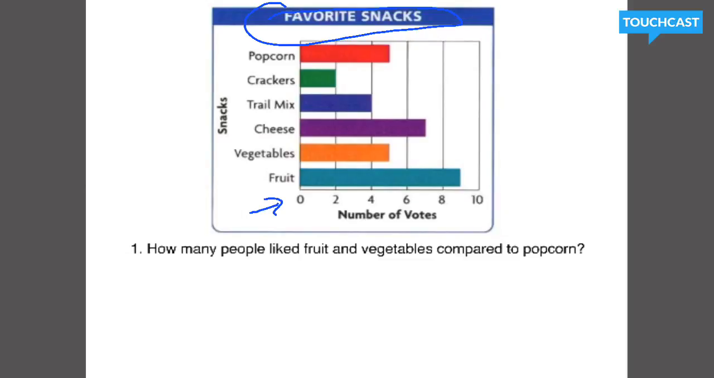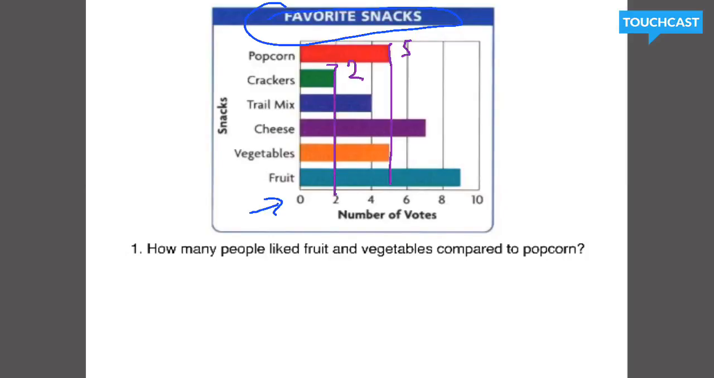Okay, we are back. So let's take a look. We have popcorn right here. Popcorn is somewhere halfway between 4 and 6. And so if I'm counting from 4 to 6, what's halfway? 4, 5, 6. So I know that popcorn is 5. Crackers is right on the line. Crackers is right here, so it's 2.